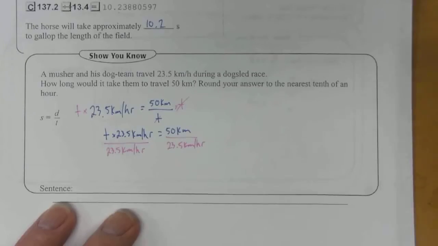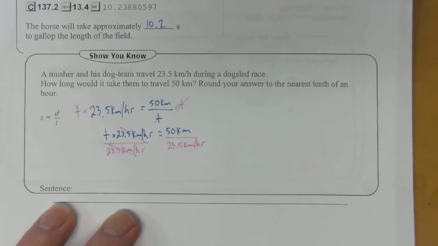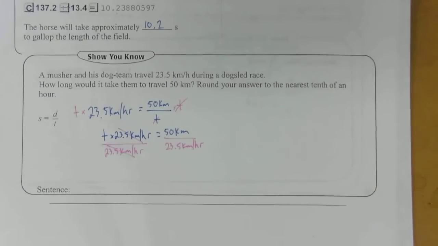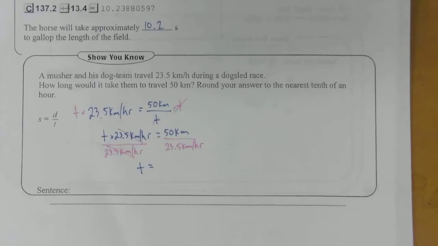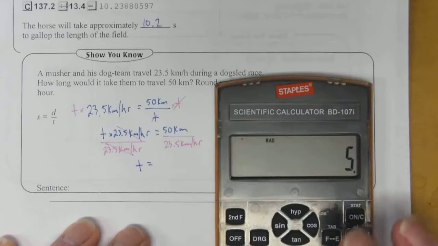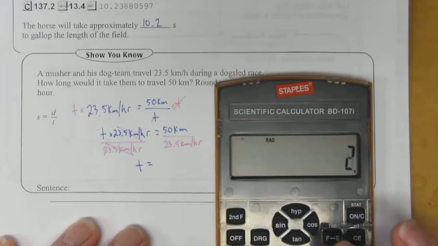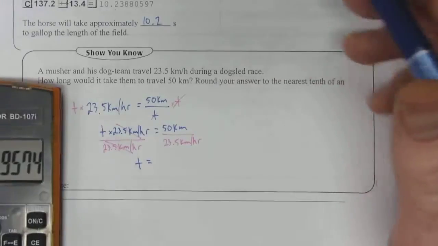So once again, that means that this 23.5 and this 23.5 divide each other out, leaving you with t on the left hand side, and then on the right hand side, where did my calculator go? We have 50 divided by 23.5. So we're ending up with 2.1.